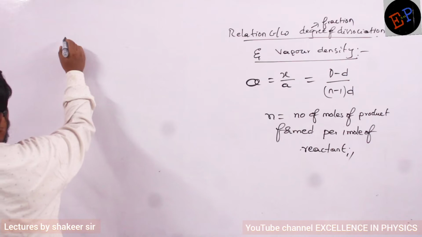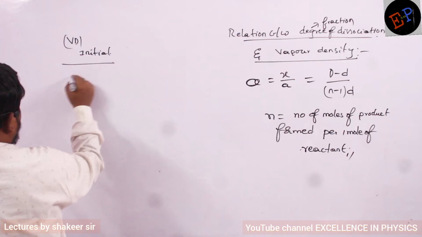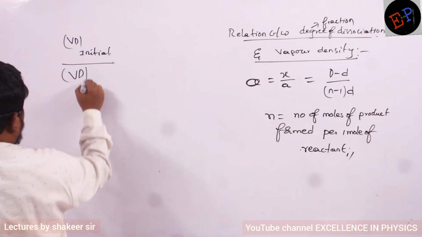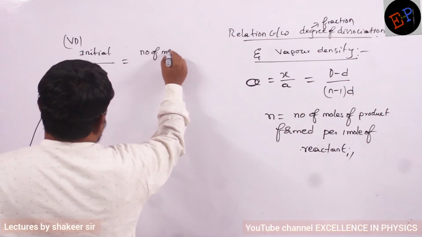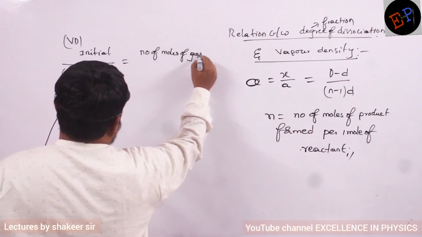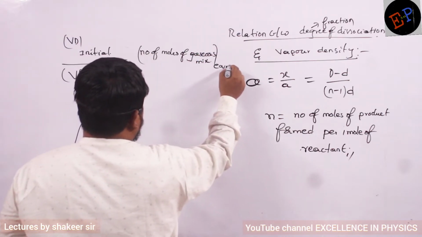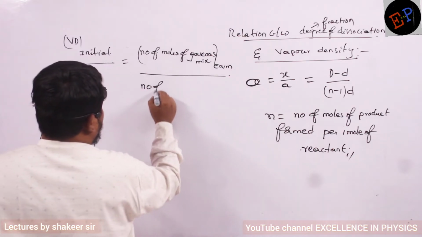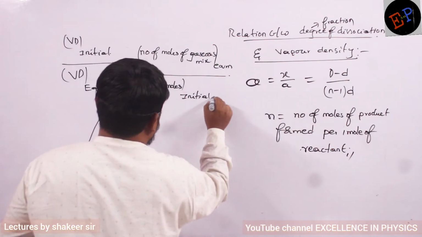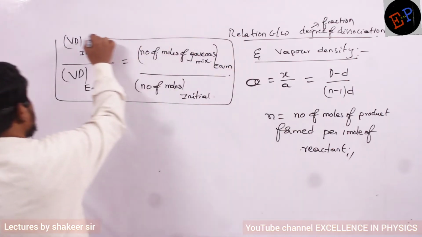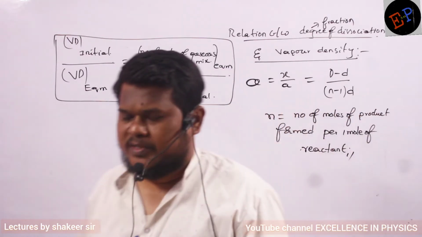So vapor density at initial condition divided by vapor density at equilibrium equals number of moles of gaseous mixture at equilibrium divided by number of moles at initial condition. Okay? So this is also a very important relation, which you can remember. Sometimes questions can be asked directly on this relation. Are you able to understand?